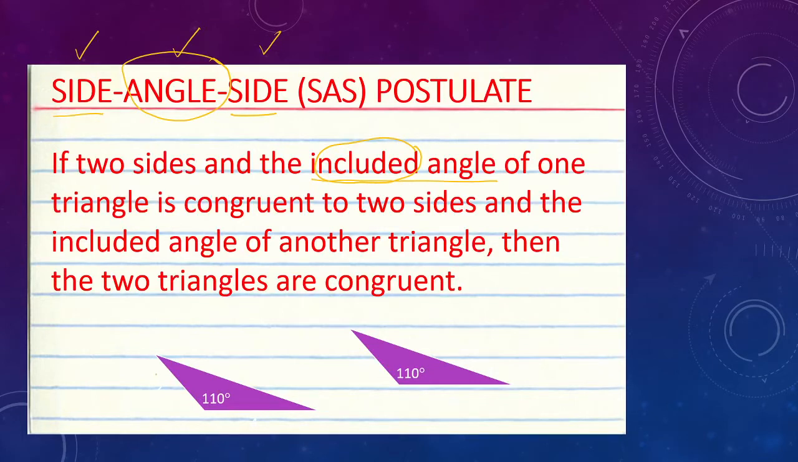So if this one is congruent to this, and you have noticed 110 degrees is congruent to 110 degrees, then we have a side, an angle, and a side. And that is what you call the SAS postulate.